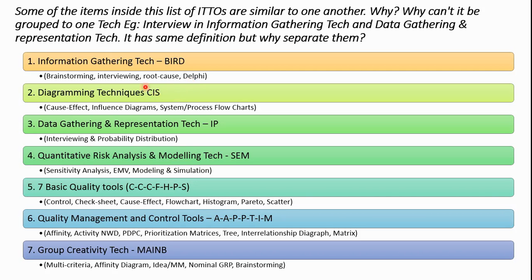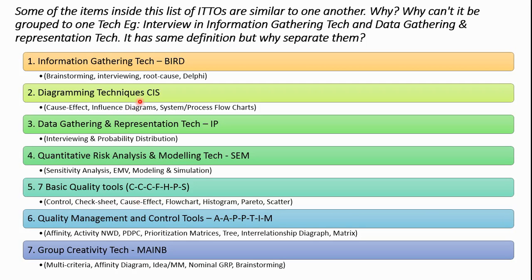Okay. Why do we use cause and effect? We use it here, but we also use it here in quality. I use cause and effect in risk to better understand what could cause the risk to happen. I use it here to better understand what could impact a quality objective. I want to understand the root cause.